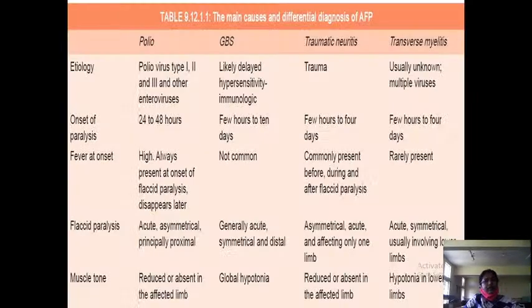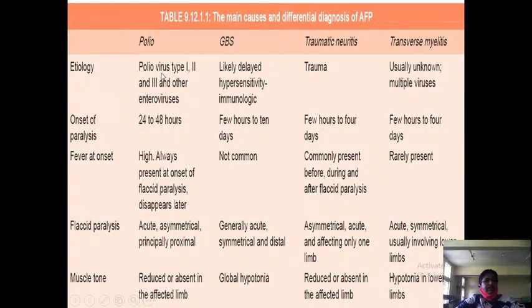Now the main causes, and this is very important, the main causes and differential diagnosis of acute flaccid paralysis. So what could be there? First we said that any case of acute flaccid paralysis who presents less than 15 years of age, the first thing which should come to our mind is polio. If it is not polio, what else could it be? It could be Guillain-Barré syndrome, traumatic neuritis or transverse myelitis. Now, how do you differentiate these four main classes?